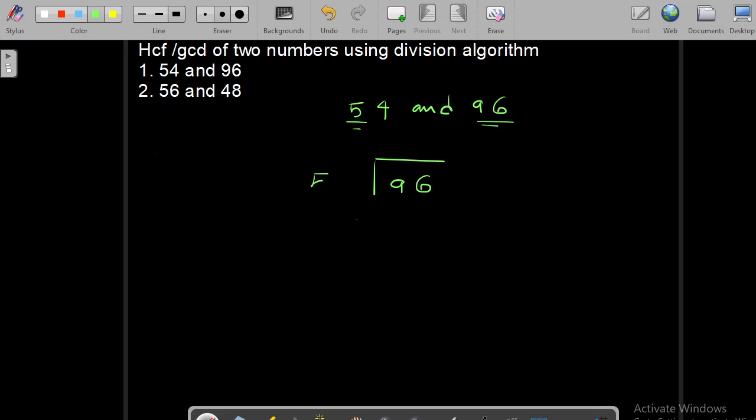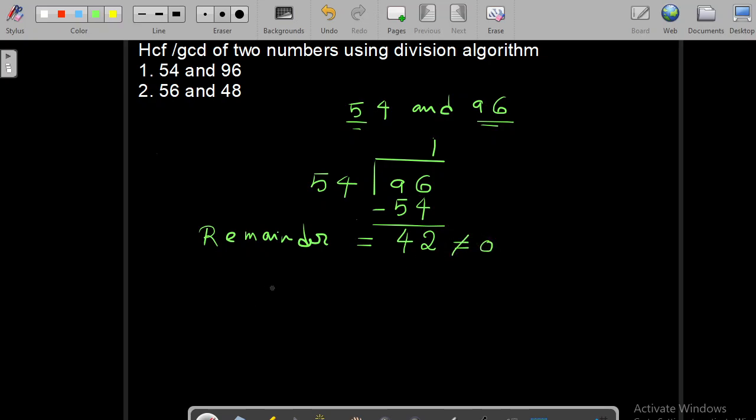The smaller number is 54. So if we divide by 54, 54 ones are 54. We are dividing it to find the remainder. So 96 minus 54, the remainder is 42. As we can see, the remainder is not 0. It's not equal to 0.